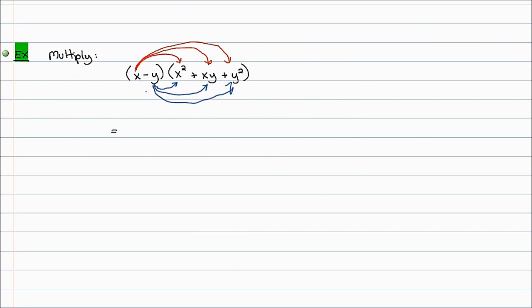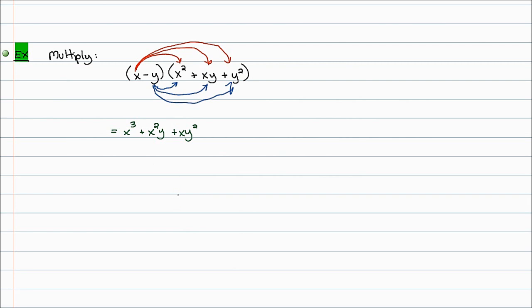This is going to equal, let's see, an x times an x squared is an x cubed. An x times a positive xy is a positive x squared y. And finally, an x times a y squared is a positive xy squared. And actually, I should have written these in red, because that's what I was doing with that action there. Those are all the red actions. Next one I'll write in blue, just to kind of delineate the two.